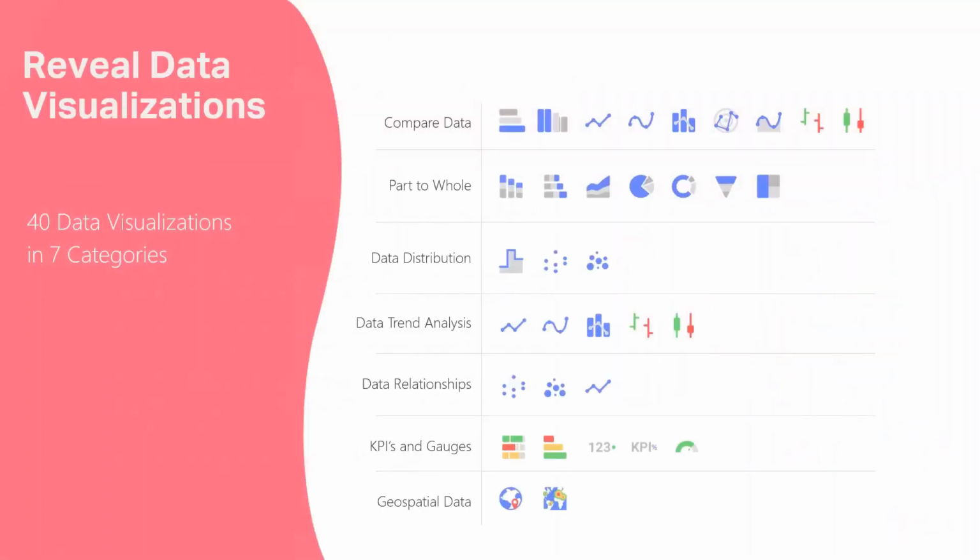So if we look at the visualizations in Reveal, currently we ship 40 data visualizations in 7 different categories: compare data, part to whole, data distribution, et cetera. We went over this about a month ago in our Charting Best Practices webinar, which you can view up on YouTube, and go grab the downloads on SlideShare from the slides. But the point is, we're always adding new visualizations. When we have a webinar next year, there's probably going to be 50 or 60 data visualizations in these 7 categories. So we're always improving.